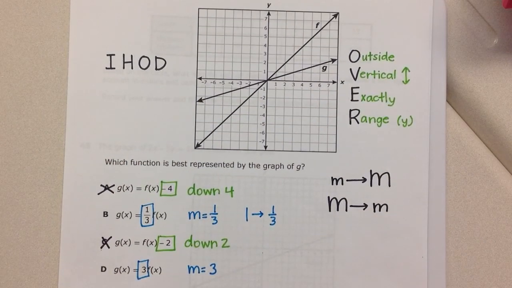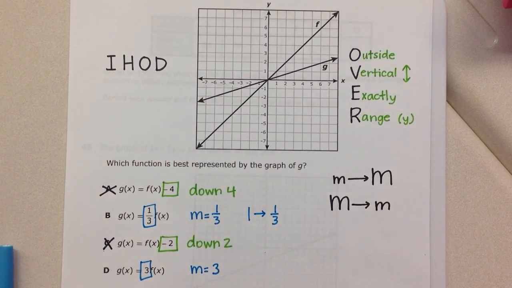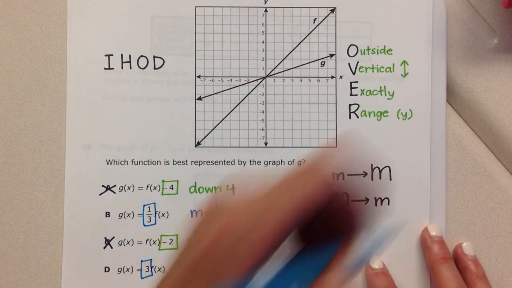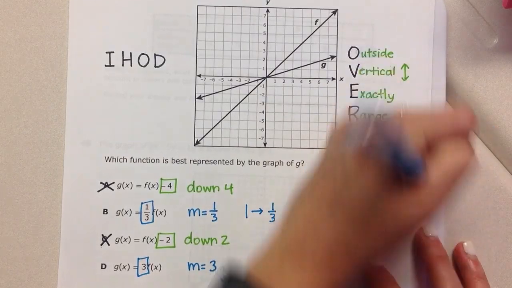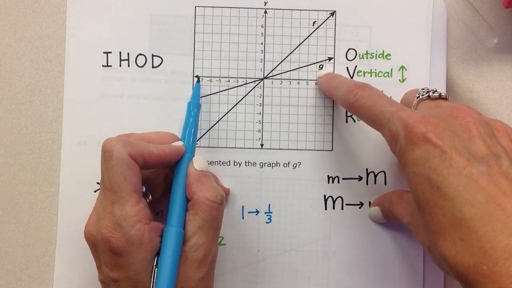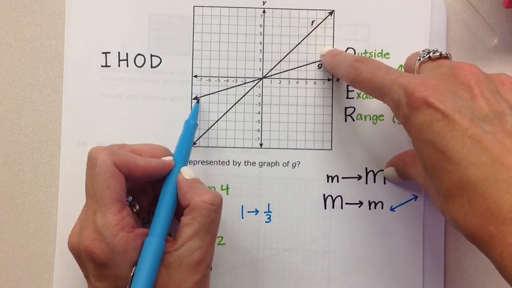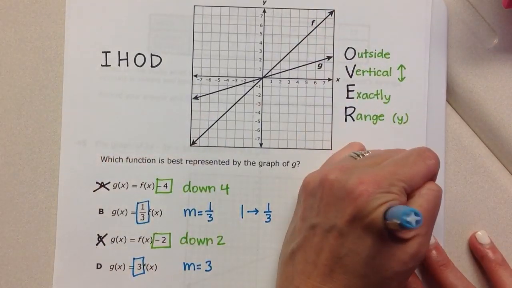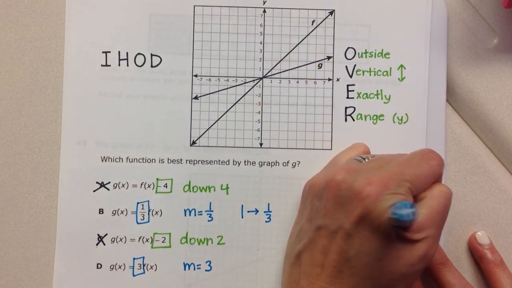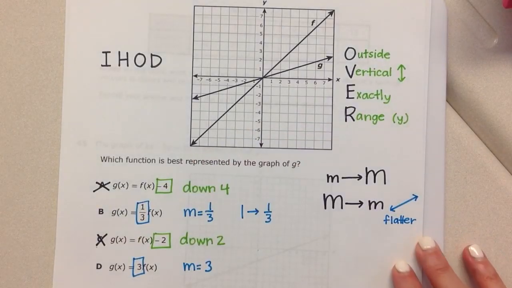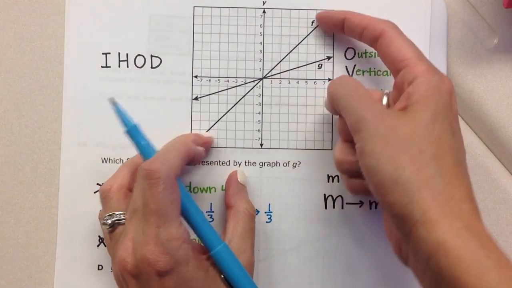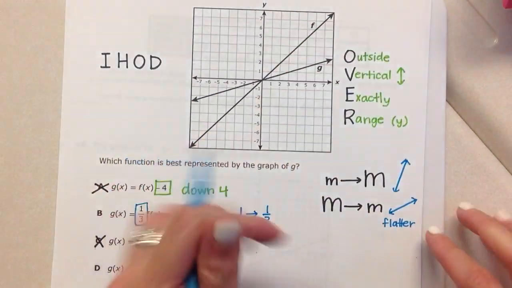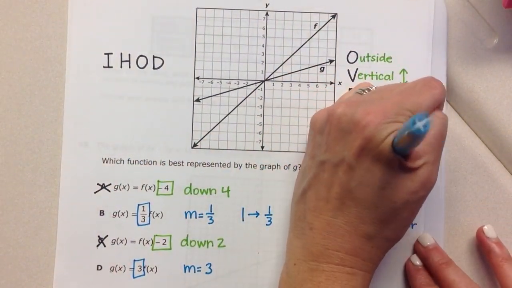If your slope gets smaller, what's going to happen to your line, guys, is it is going to get flatter. Okay, it's going to move towards the x-axis, and it's going to kind of tilt away from the y-axis, and it's going to get flatter. If your slope gets bigger, it's going to rotate closer to the y-axis, and it's actually going to get steeper.